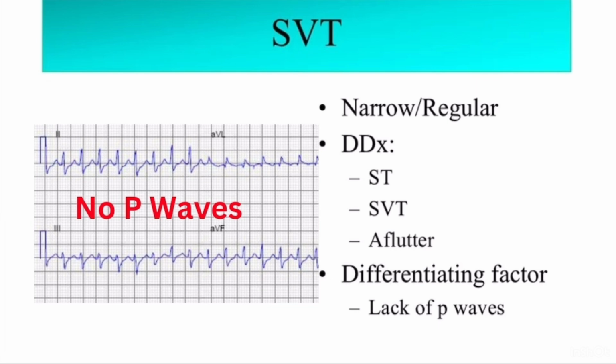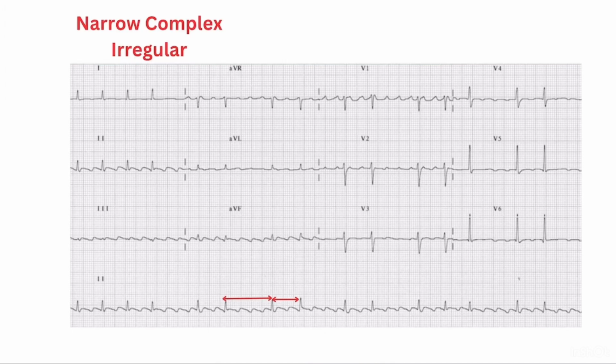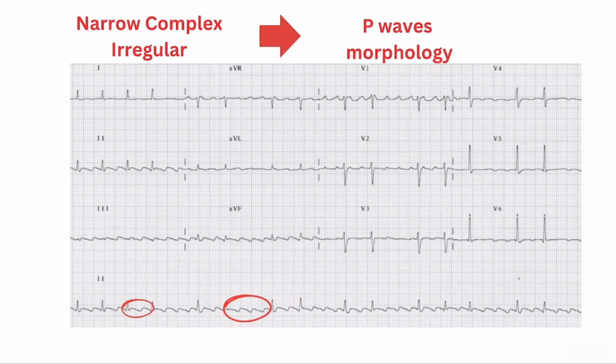Case 11, 65-year-old female with chest pain and palpitations. This is a narrow complex tachycardia, QRS less than 3 small boxes. The rhythm is irregular. Take 5 seconds to analyze those sawtooth P waves.